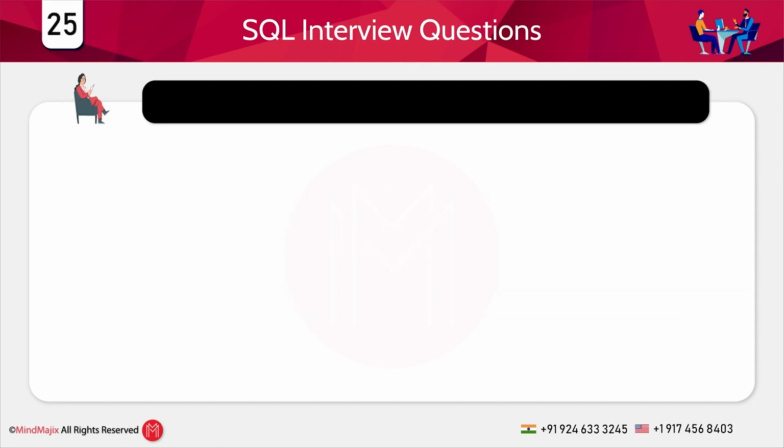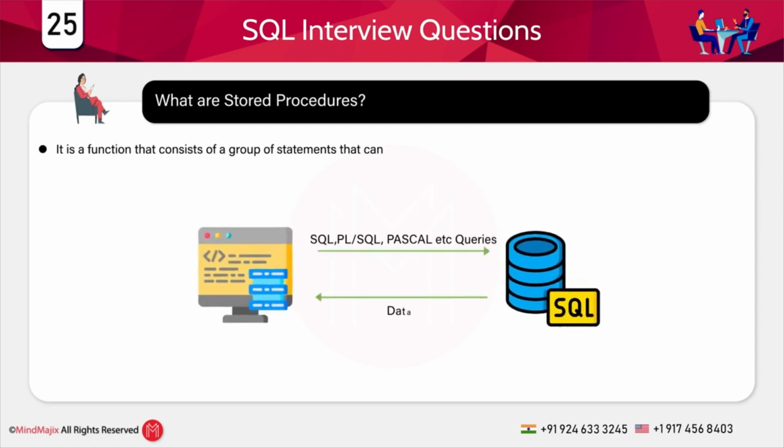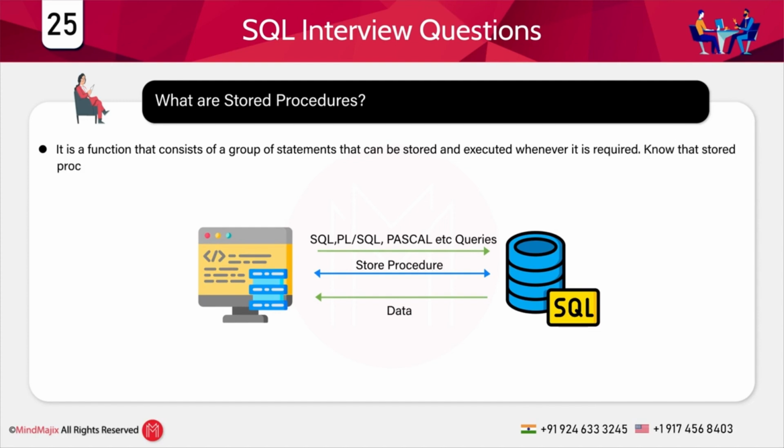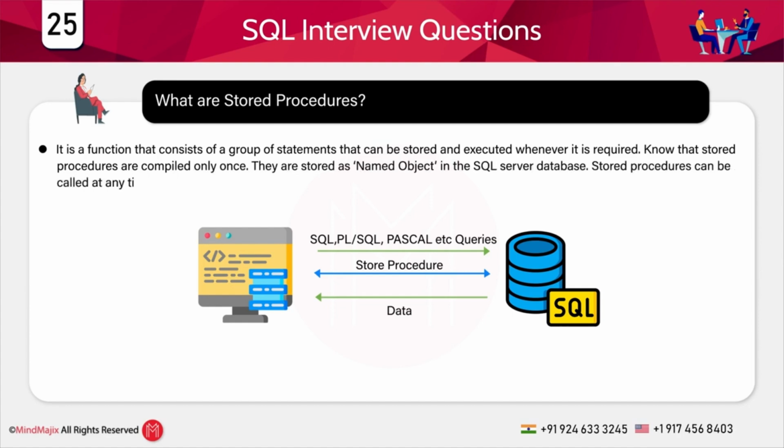The next question over here is, what are stored procedures? It is a function that consists of a group of statements that can be stored and executed whenever it is required. Here you must understand that stored procedures are compiled only once. They are stored as named objects in the SQL Server database. Stored procedures can be called at any time during the program execution. Moreover, a stored procedure can be called by another stored procedure.